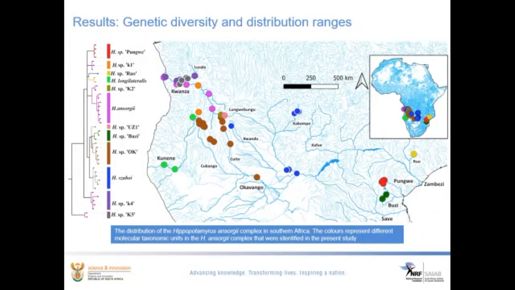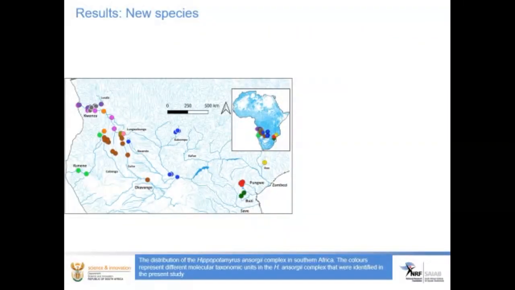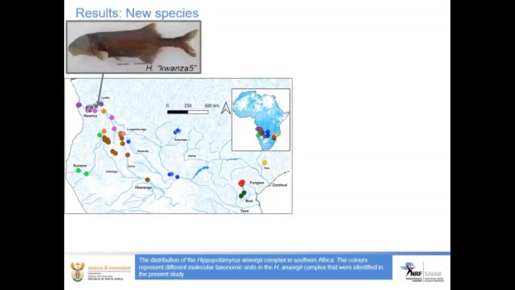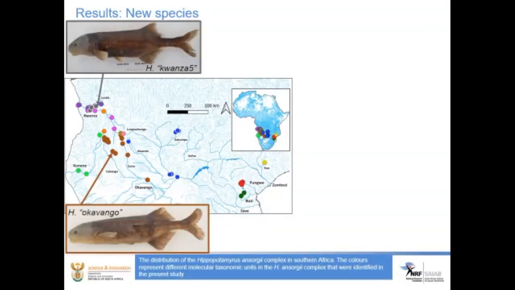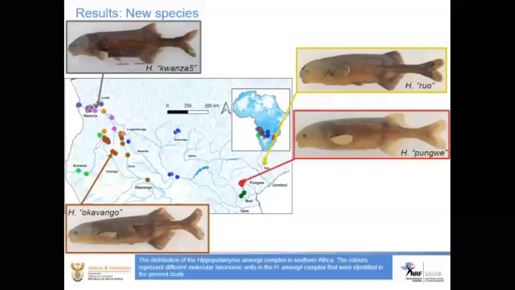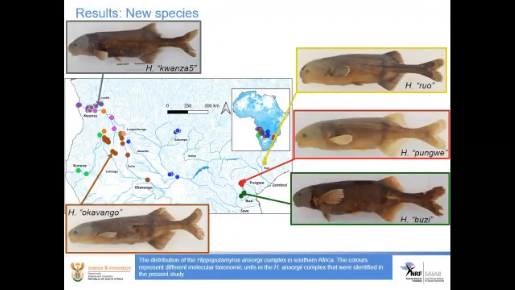Each of the molecular taxonomic units was only found within 1 river system. By combining molecular and morphological evidence, we were able to describe 5 new species. These new species were distinguished by a number of scale and fin ray counts. These included the species from the Kwanza, Okavango, Ruo, Pungwe, and Buzi River systems.